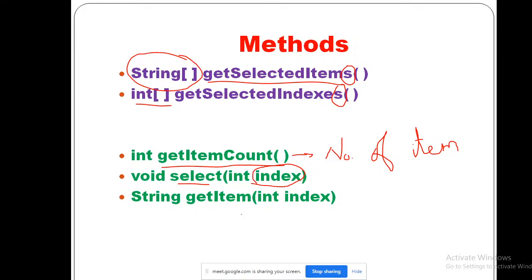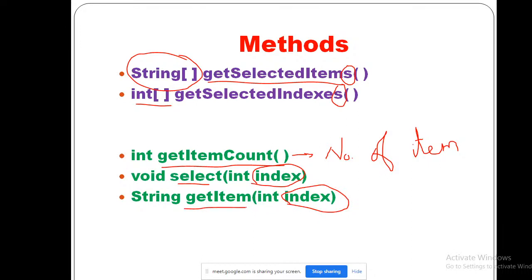Then getItem. There is one more way to get the item using the index. At that time we can use the getItem method.